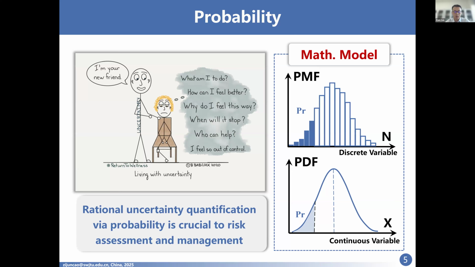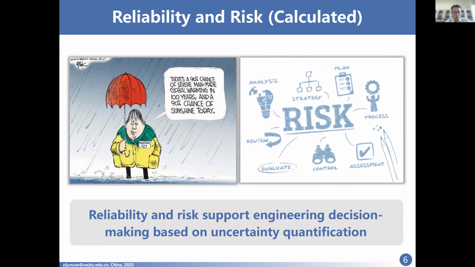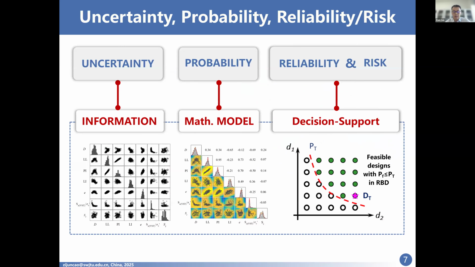Probability is a mathematical model. It provides a suite of models for quantifying various uncertainties. With probabilistic modeling of uncertainties, reliability and risk can then be calculated to support engineering decision-making, like site investigation, design, and maintenance, etc. From the above, we can see that uncertainties are involved in collected information. Probability quantifies uncertainty mathematically, allowing propagating them into decision-making in engineering context, while calculating reliability and risk.